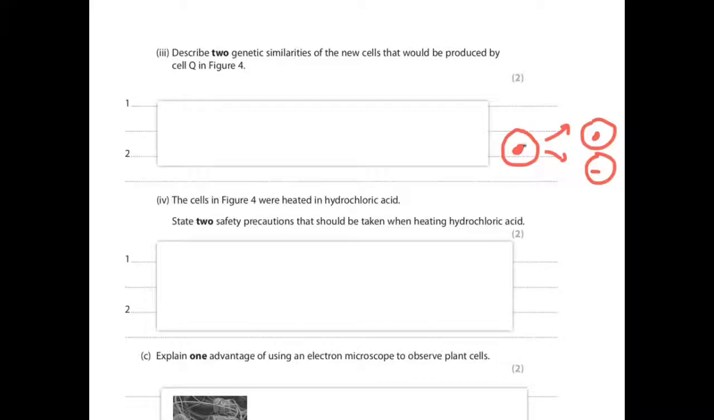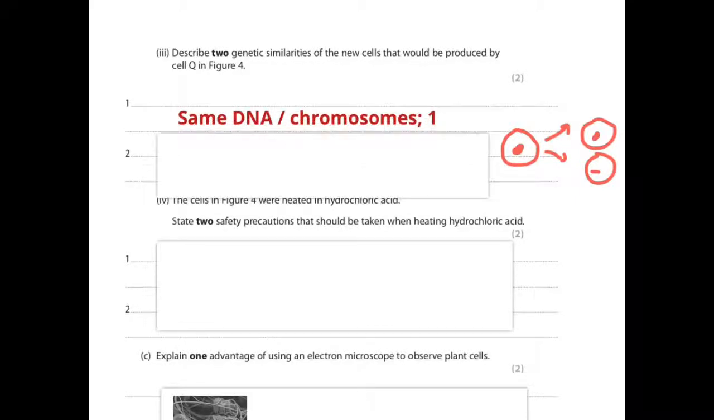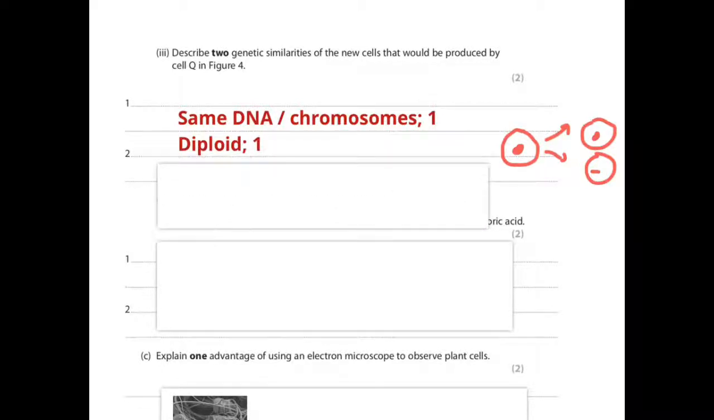The second thing is they'll contain the same number of chromosomes as the parent. So the parent cell will contain 46 in a human, and this one will contain 46, assuming we're looking at a human here. So same DNA or chromosomes. You can either choose DNA or chromosomes, either's fine. And then diploid. Diploid is our word for saying the same number of chromosomes will be there, so 46. Haploid for sex cell, diploid for a body cell. So mitosis is producing body cells, so the cells will be diploid.